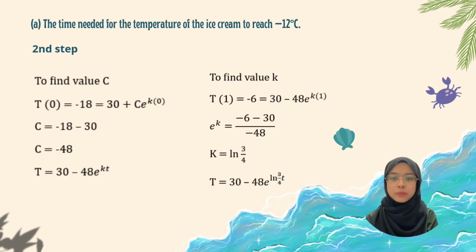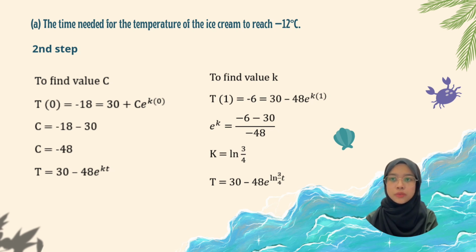Second step is apply the condition given to find the value of C and k. To find the value of C, the question given temperature at 0 time is negative 18 degrees Celsius, equal to 30 plus C multiplied by e^(k·0). Calculate it, and we get C equal to negative 18 minus 30. C we get negative 48. And T equals 30 minus 48 multiplied by e^(kt).